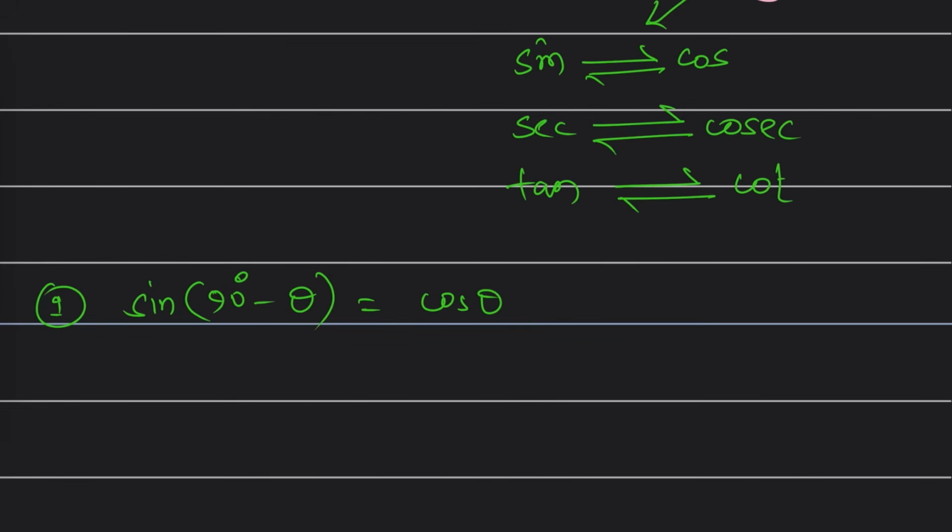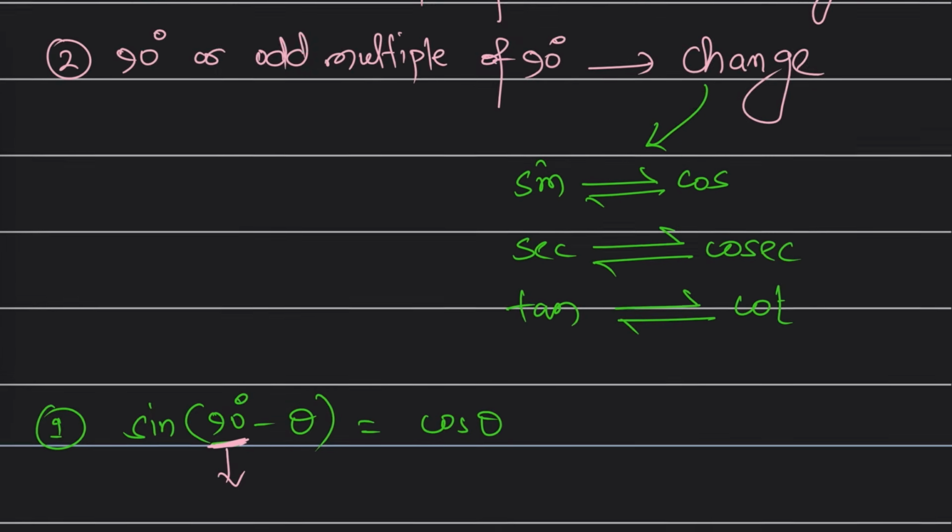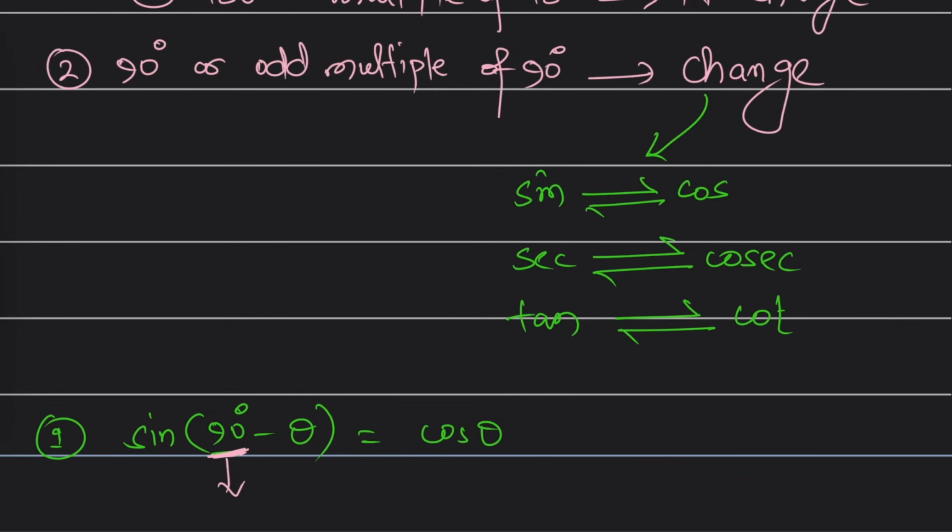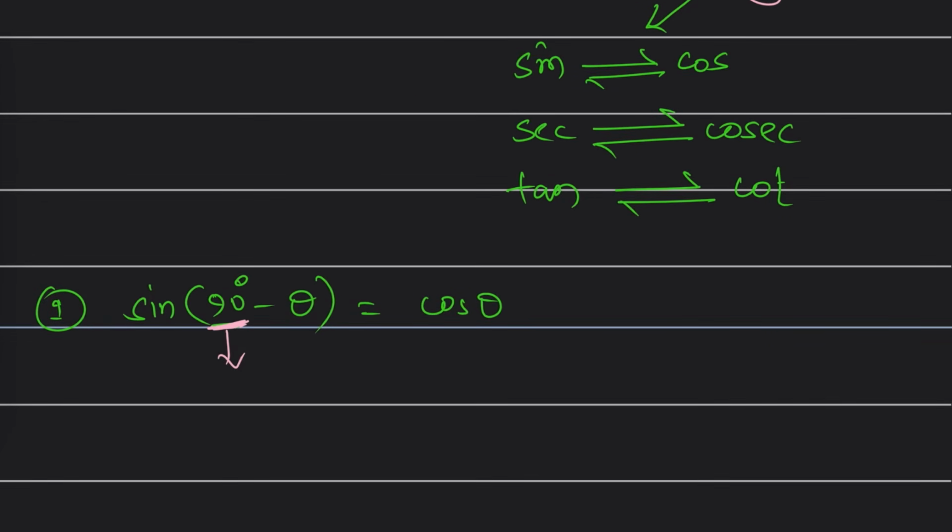What is the rule I said, sir? Whatever function is here, what is this function? First, sine. Now see the angle inside it: 90 minus theta. Do you see 90? Rule number 2: 90 or an odd multiple of 90, then change. So if you observe 90, it will change sine to cos. If 90 has converted the function, there is no need to repeat 90 again. You just write cos and theta only.